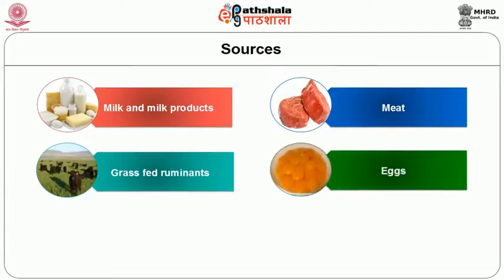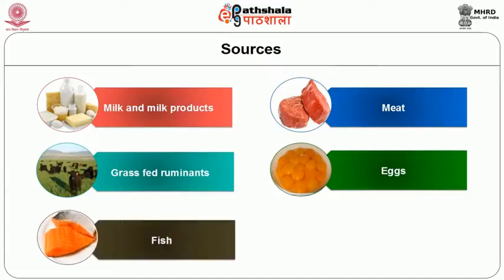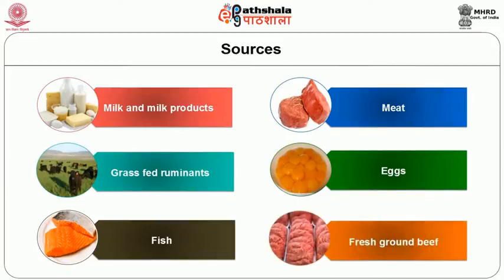Eggs, which we advocate that every human being should consume at least one per day. Egg yolk is a very rich source of conjugated linoleic acid. Fish is another food advocated by nutritionists, particularly for cardiovascular health. If somebody consumes fish at least twice a week, it will have a beneficial effect in preventing cardiac arrest or cardiovascular problems. Fish is also a very rich source of conjugated linoleic acid. Fresh ground beef is also a rich source of this fatty acid.